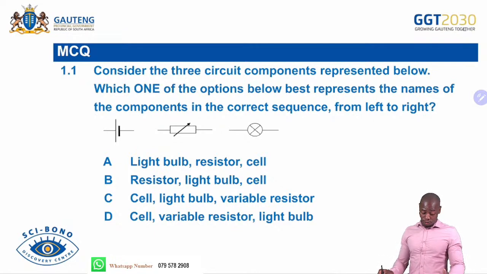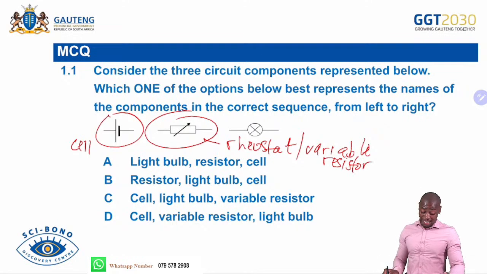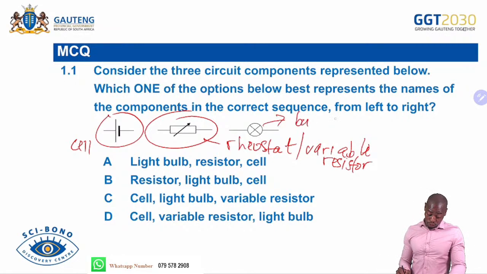Which one of the options below best represents the names of the components in the correct sequence from left to right? So from your left to right, this is a battery, learners, or so not a battery, but a cell, right? So this is a cell which provides energy in a circuit. This is a rheostat, or a variable resistor, which regulates current in a circuit, or which changes current in a circuit. And then this is a bulb which glows when current flows through it. All right. So we are having a cell, we are having a rheostat or a variable resistor which changes current.